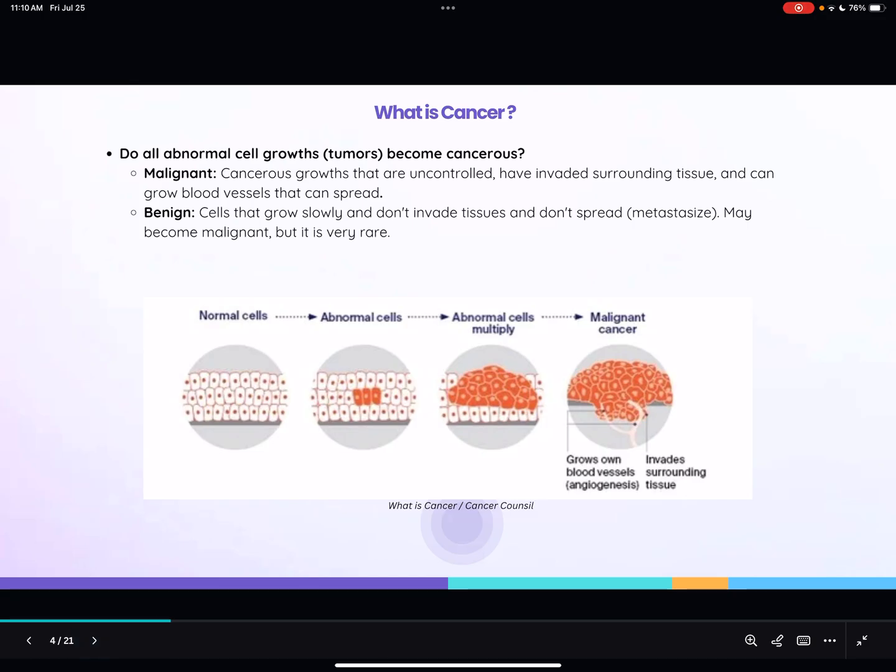So we're going to talk a little bit more about malignant versus benign. Not all cell growths like this that are abnormal become cancerous or malignant. Malignant means cancerous cell growths that are uncontrolled. They have invaded surrounding tissue and can spread through blood vessels and tissues. Benign tumors are cells that grow slowly. They don't invade the tissues and they don't spread, or metastasize. They can become malignant, but it's very, very rare.